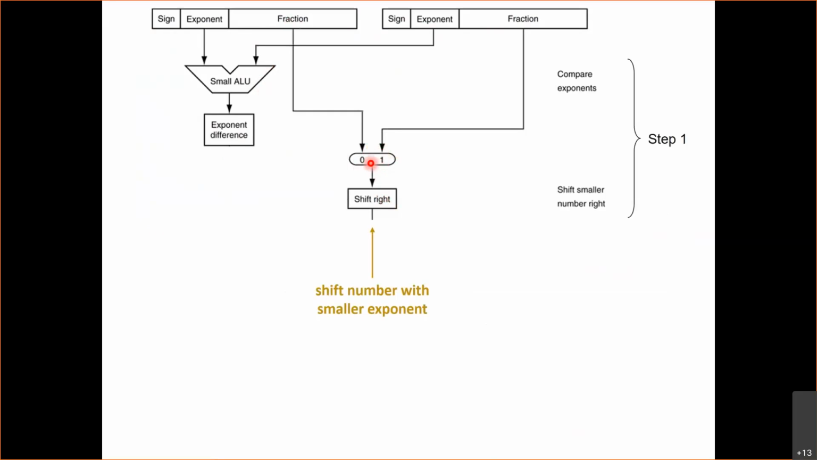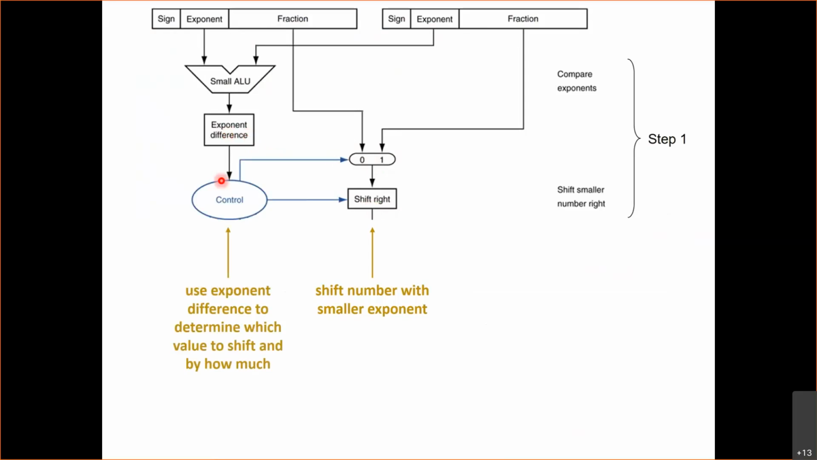How do I know which one to select? It's the smaller one, so I'm going to look at the exponent difference, exactly. How do I know by how many positions to shift? Again, from the exponent difference. So we're going to pass the exponent difference to a controller, and the controller is going to control the mux to select the fraction for the smaller exponent. And it's going to control the shift unit over here to shift by the appropriate number of bits.